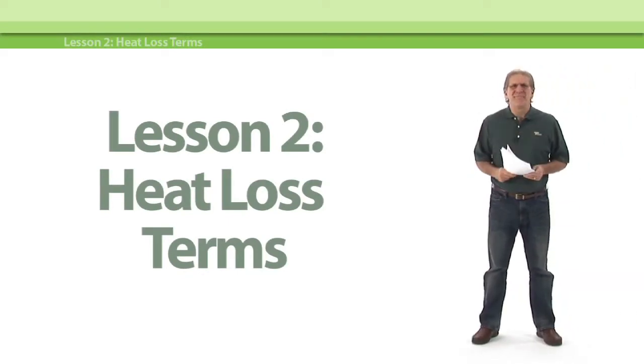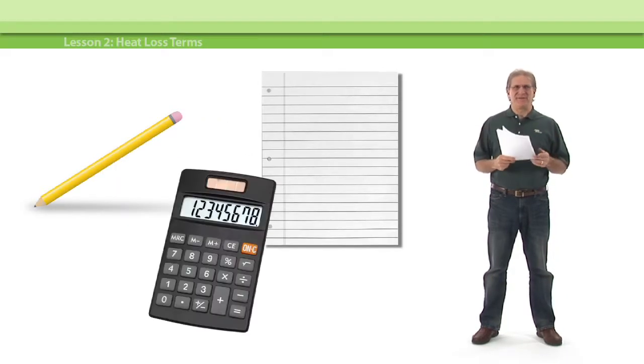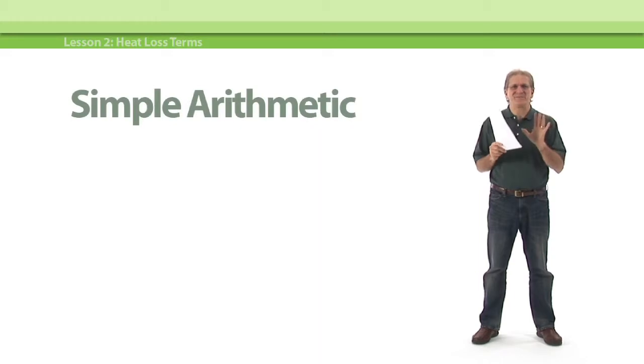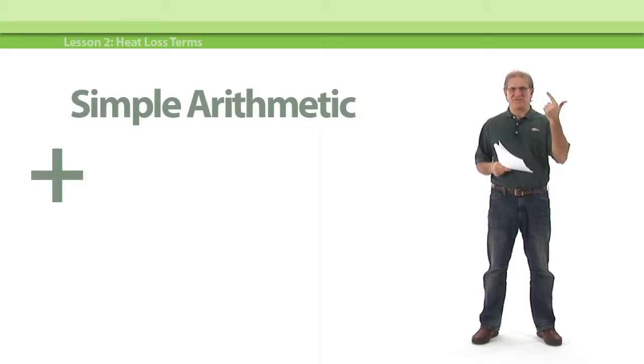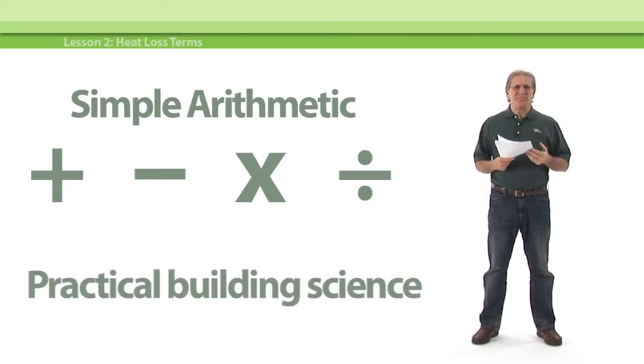Alrighty, now we're going to learn how to calculate heat loss by hand with a pencil, a piece of paper, and a calculator. Now people consider this the hard way, but it really isn't all that hard. It's just simple arithmetic. It's stuff you mastered by the 5th grade. Addition, subtraction, multiplication, and division, plus a little practical building science that you most likely already know from years of working as a plumbing and heating professional.